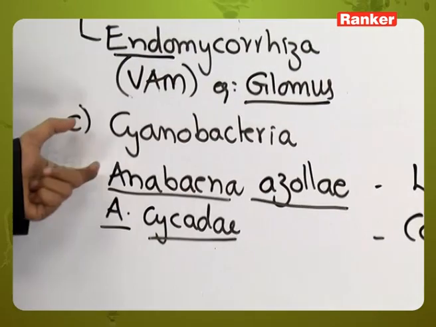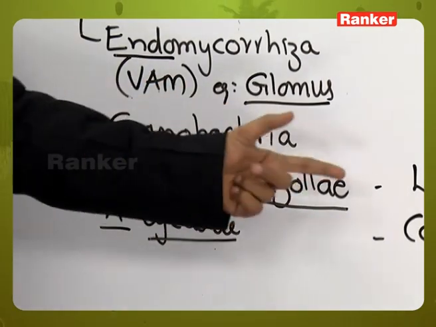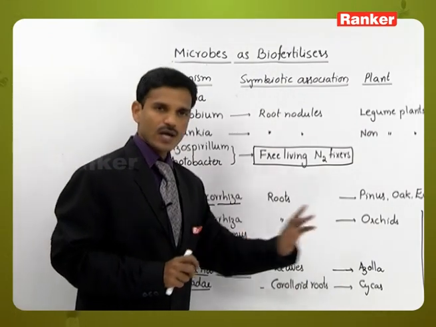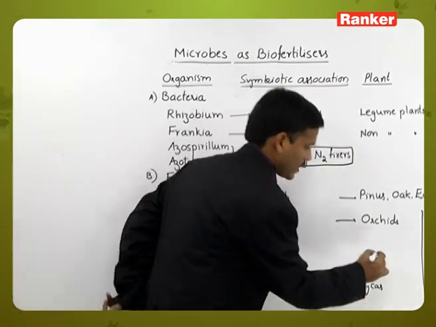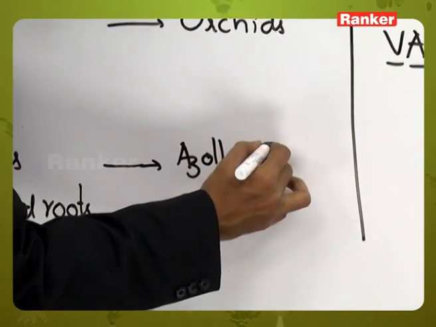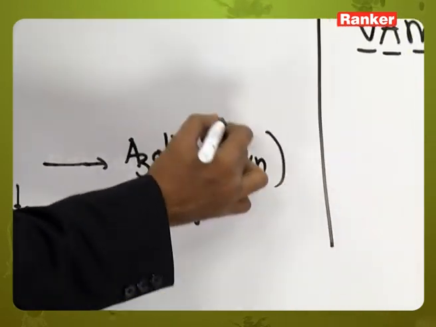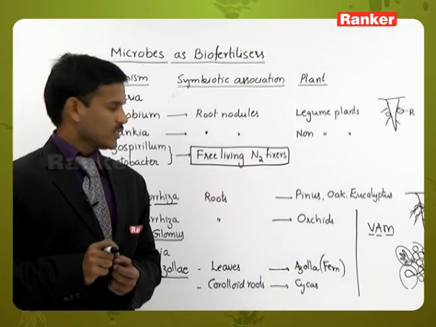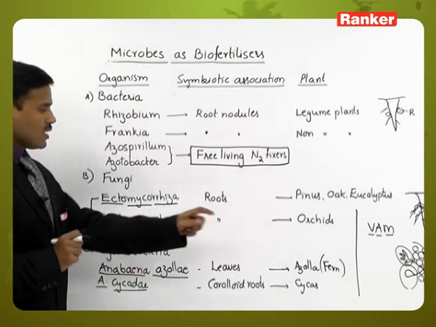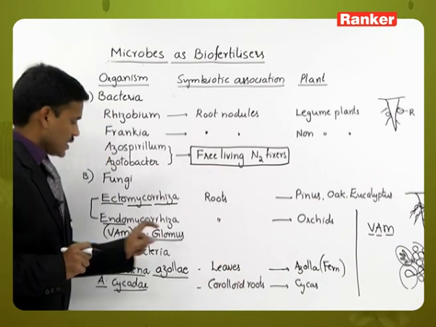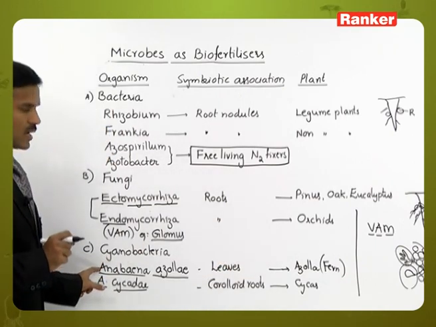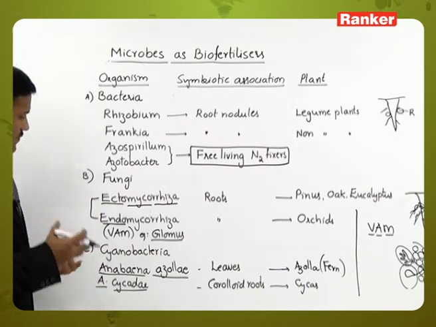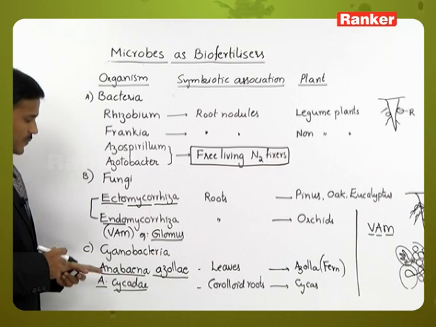One example is Anabaena azollae. It is one blue-green algal member. It is living as a symbiont in the leaves of the Azolla plant. Azolla is a pteridophyte plant, or fern plant. Azolla is a small aquatic fern plant. In the Azolla leaves, it is living as a symbiont and fixing nitrogen. So nitrogen is fixed and supplied to the plant body.